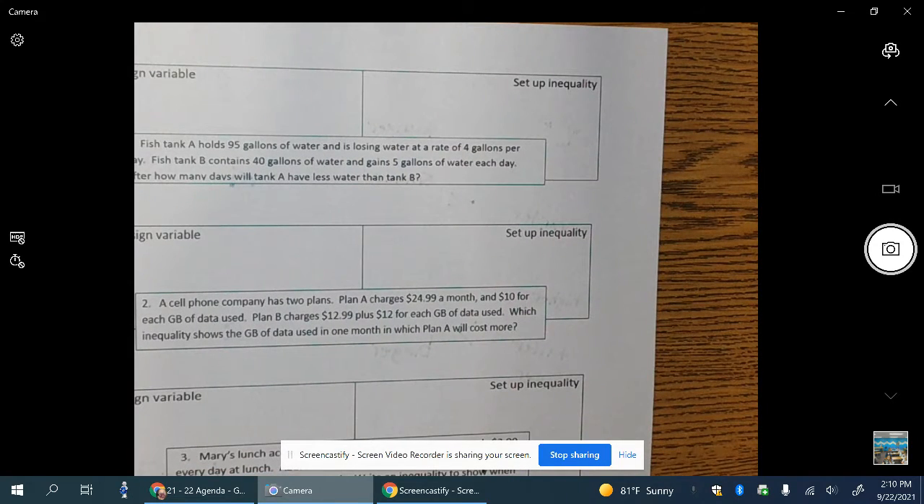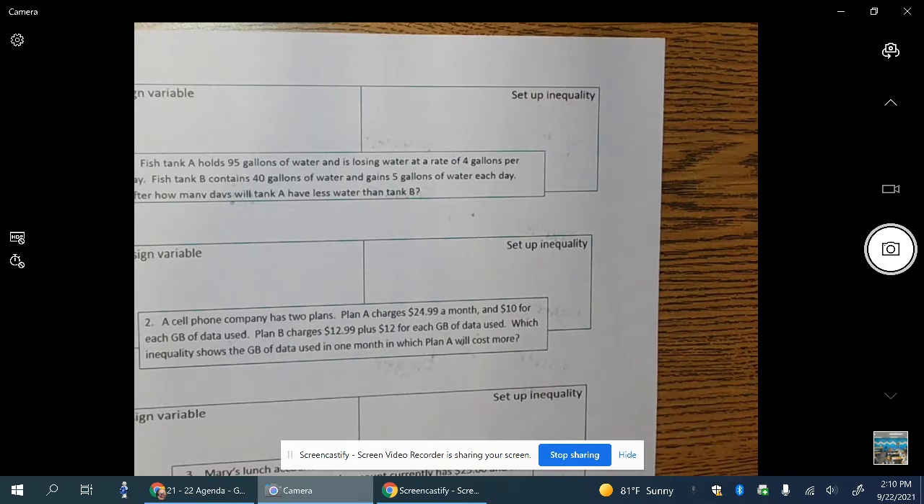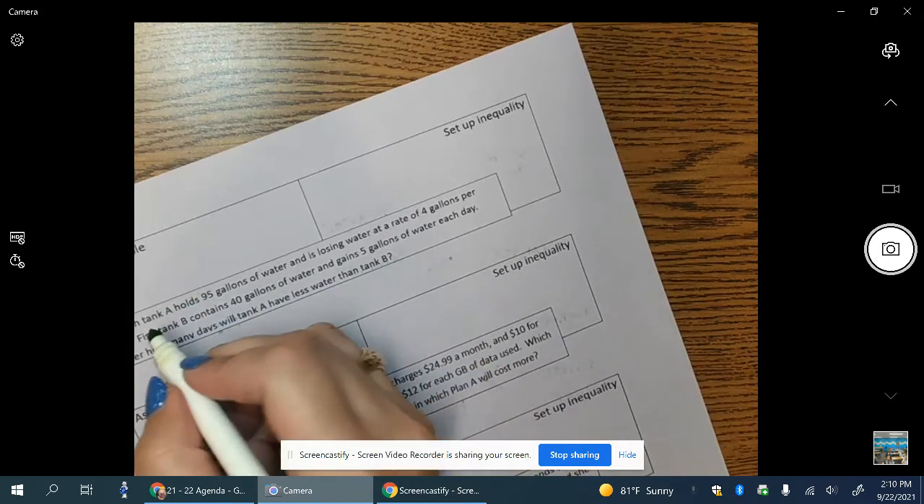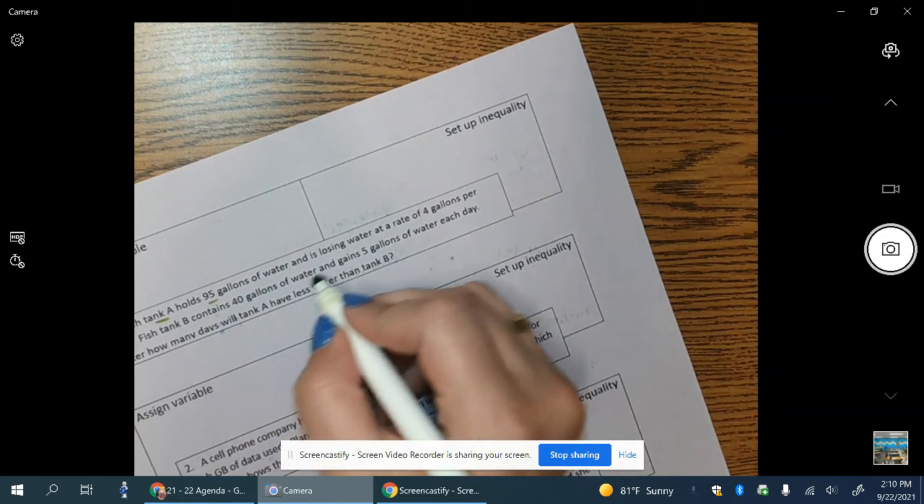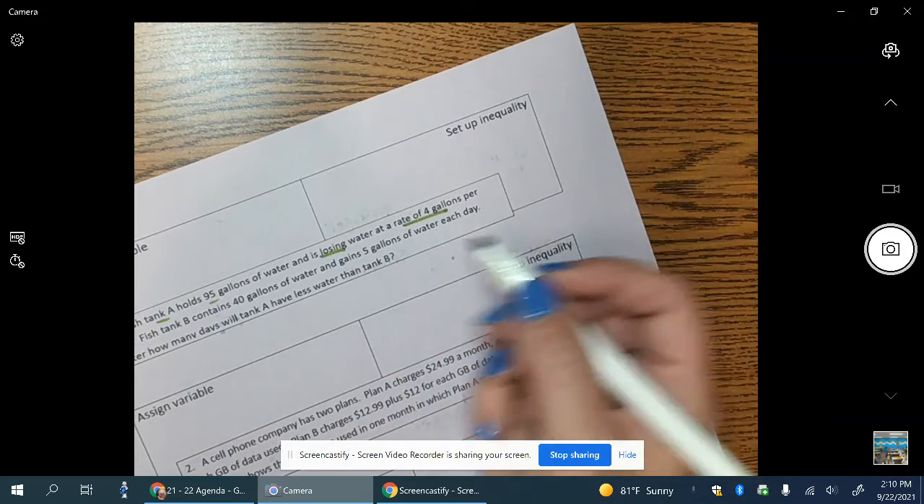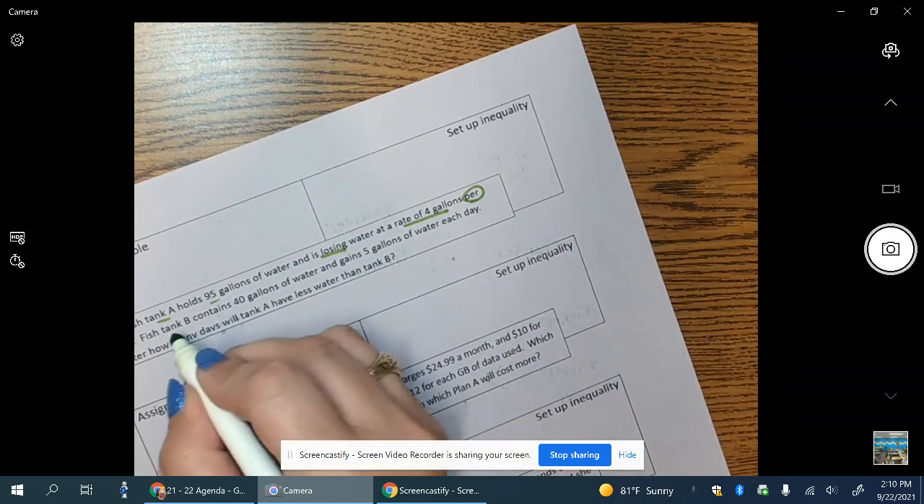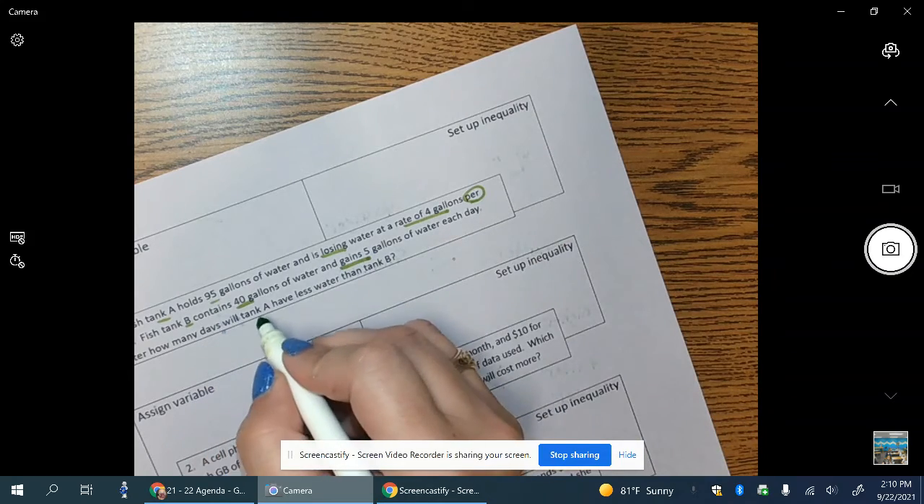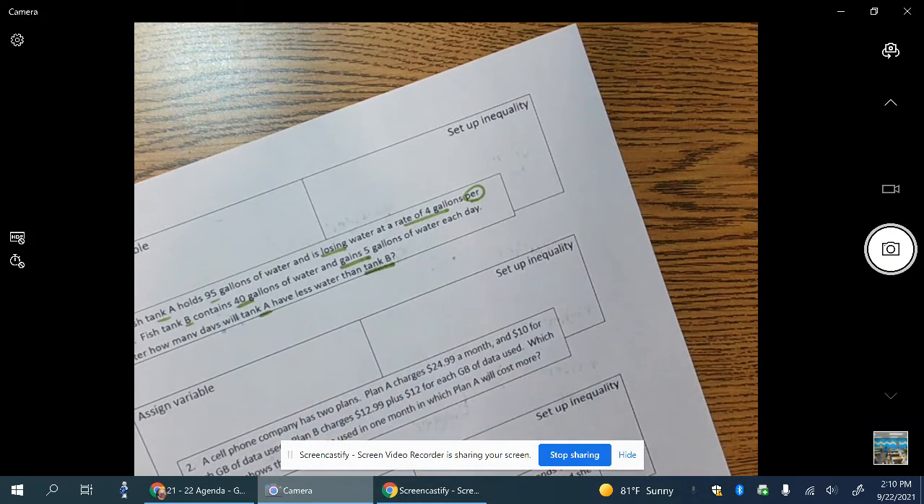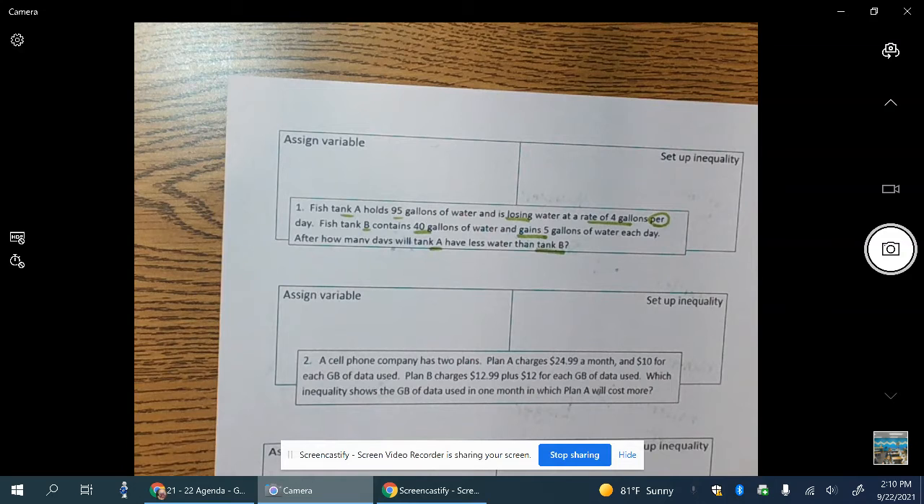Okay, go ahead, Bella, and then Avery is next. A fish tank holds 95 gallons of water and is losing water at a rate of 4 gallons per day. Fish tank B contains 40 gallons of water and gains 5 gallons of water each day. After how many days will tank A have less water? Okay, how is this different than the word problems we looked at last week? It has per, so it has a rate.